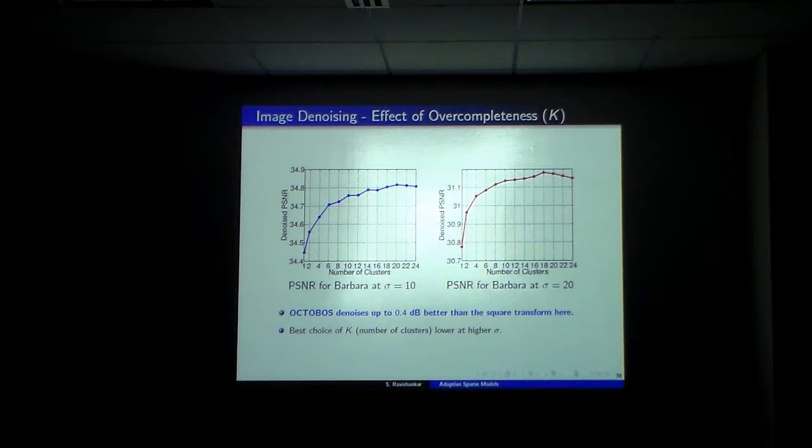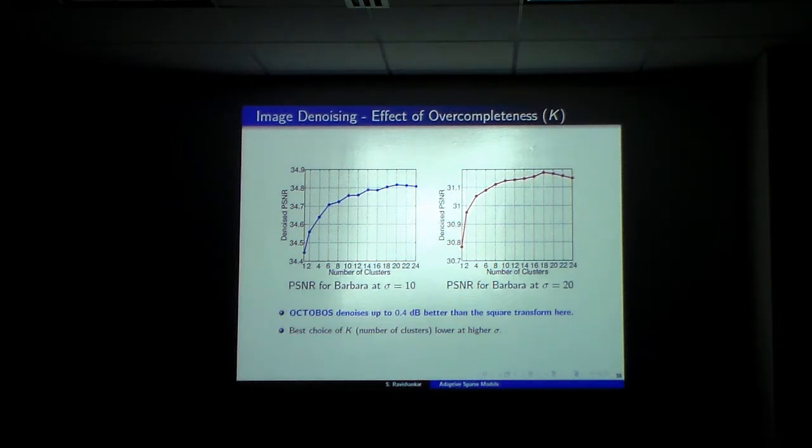Okay, so this is another interesting plot. We have this clustering that we are doing. How does the denoising PSNR look as a function of the number of clusters that you're learning? This is a plot for the PSNR for Barbara at noise level sigma of 10 and 20. And you can see that, for example, at 20, the PSNR increases until a certain number of clusters, and then it starts decreasing.